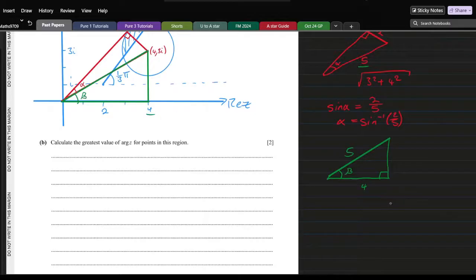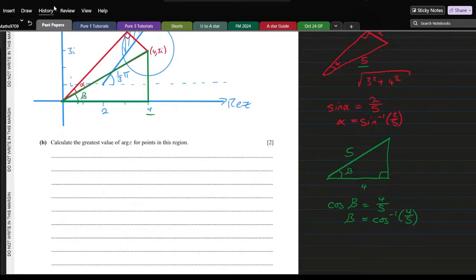Alright, so we can go ahead and find our beta by saying that we've got the hypotenuse and we've got the adjacent. So cos beta is equal to our adjacent, which is 4, over our hypotenuse, which is 5. So beta is equal to arc cos of 4 over 5.